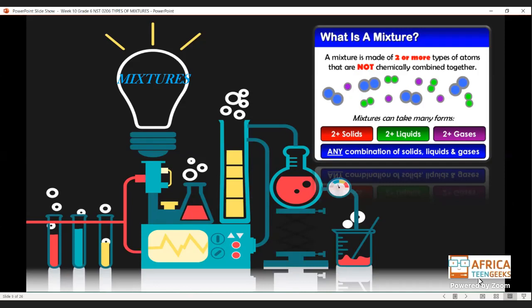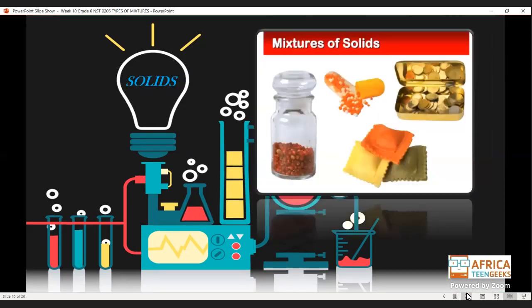Okay, so our next example is a mixture. It's just a mixture of solids. You can see that the pasta is different colors, but you can see them when they mix together. The coins mix together, but you can still see the different colors and different shapes and different sizes.